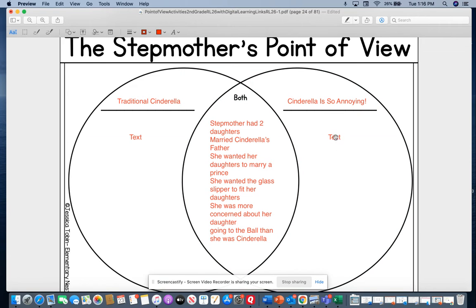All right, now if we look at the traditional Cinderella, so the Cinderella that we all know the story of, we're looking at the stepmother's point of view. In the traditional Cinderella, she was mean to Cinderella and didn't care about her.